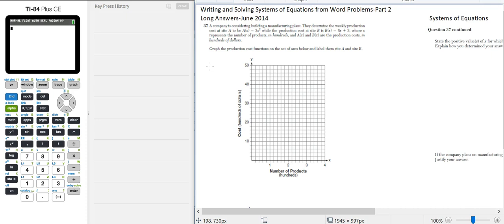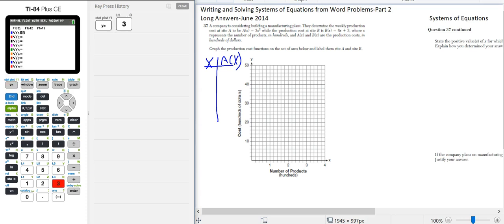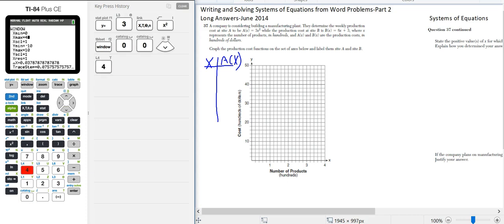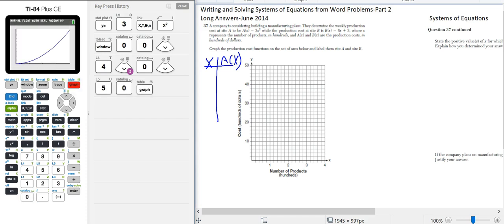To graph A of x, we need to make a table of x values and A of x values. The easiest way to fill in this table is to graph this equation on our calculator. A of x is equal to 3x squared. We're going to switch our window so that our minimum x is 0 and our maximum x is 4, because that's what we have on the graph. Our minimum y is 0, and our maximum y is 50. Let's press graph. That's how it looks. How does this help us? If we go into the table, we can find values that we'll be able to graph.